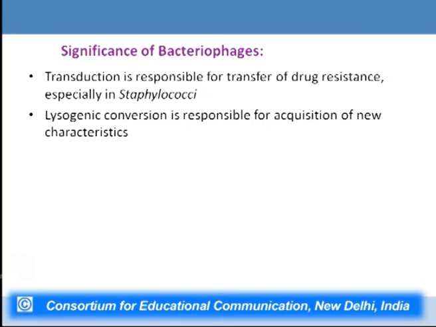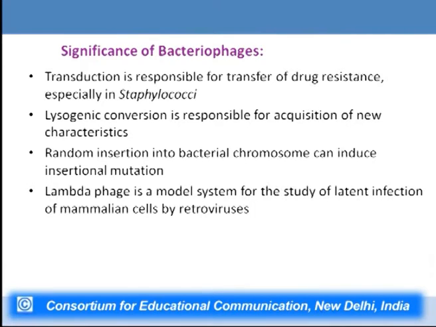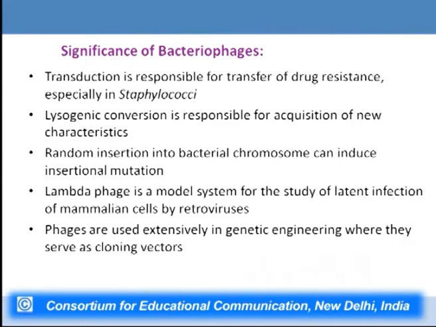Secondly, lysogenic conversion is responsible for acquisition of new characteristics. Random insertion into the bacterial chromosome also can induce insertional mutation. Lambda phage is a model system for study of latent infection of mammalian cells by retroviruses, and phages are used extensively in genetic engineering, where they serve as cloning vectors. So these are some important points on how bacteriophages are used in biotechnology, or how they are used naturally for transduction to occur. Thank you.